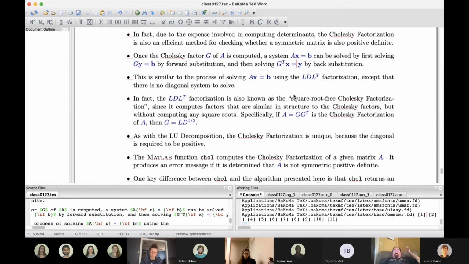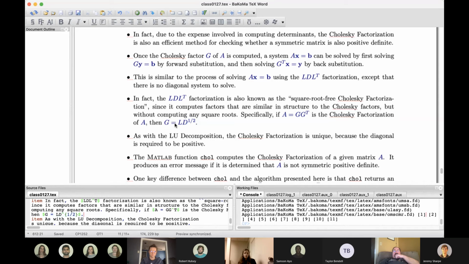Like I said, for symmetric positive definite matrices, you can compute LDL transpose. Now, LDL transpose does not require any square roots, so it's actually known as the square root free Cholesky decomposition. And it turns out that the Cholesky decomposition and the LDL transpose factorization are very closely related, so you can express one in terms of the other.